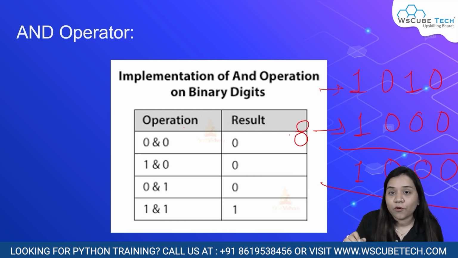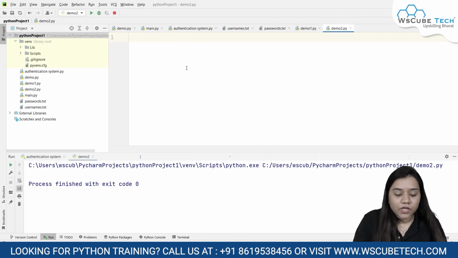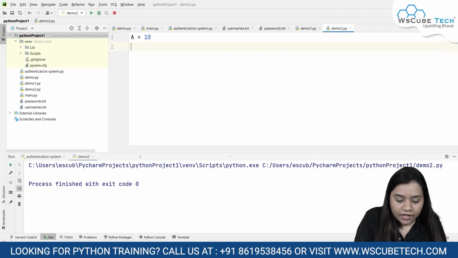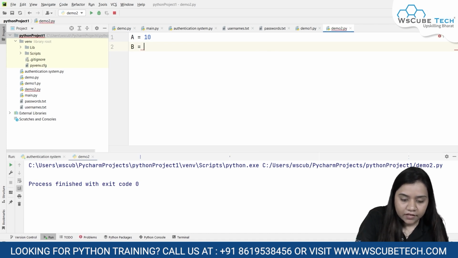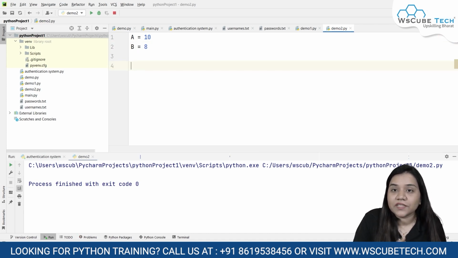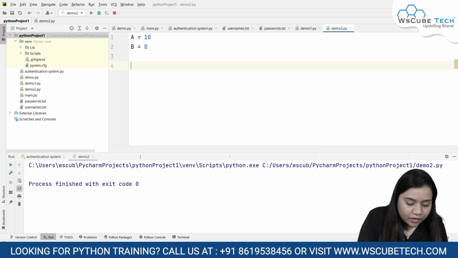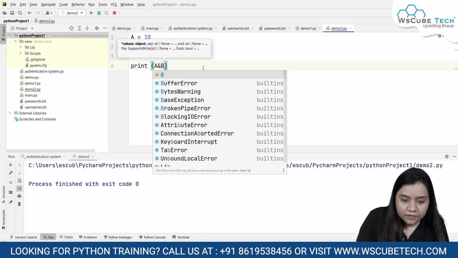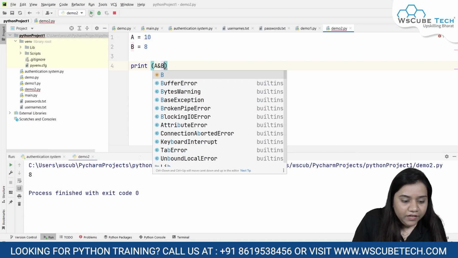Let's see with the help of an example in Python as well. So I'm considering a case of two variables over here. A is equal to 10 and B is equal to 8. Now what I will be doing, I will be performing this AND operation over here. So for writing AND, all you need to do is put an ampersand between A and B. So if I print A ampersand B, let's run and see what we get.